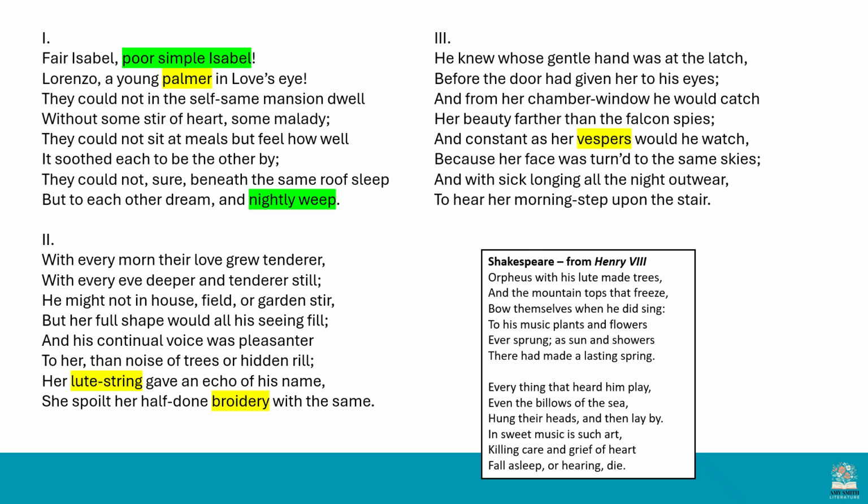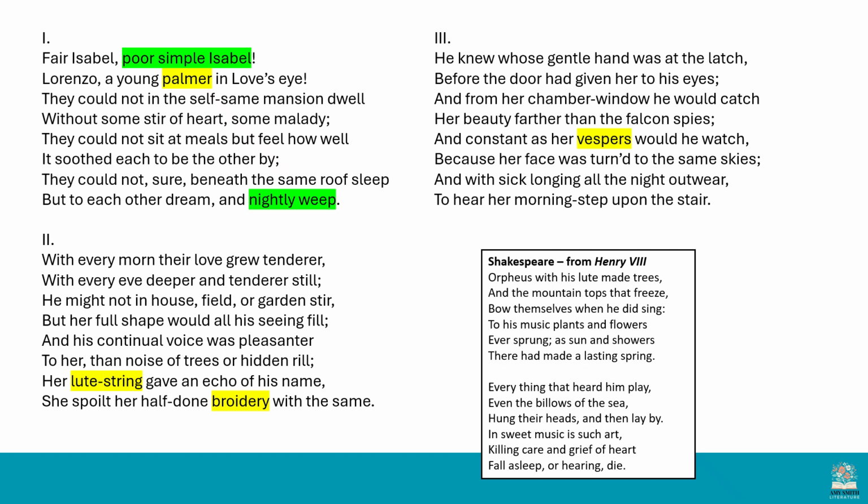So line 3: "They could not in the self-same mansion dwell without some stir of heart, some malady. They could not sit at meals but feel how well it soothed each other to be by. They could not share beneath the same roof sleep, but to each other dream and nightly weep." So they cannot live in the same house and deny the love that they feel for each other. This phrase "nightly weep" shows the frustration of their unfulfilled desire. They are in tears because they do not know how to speak to each other.